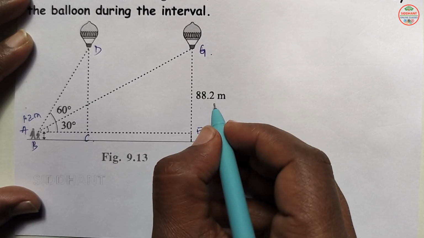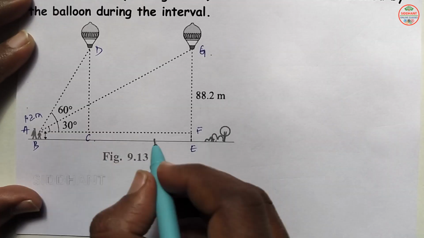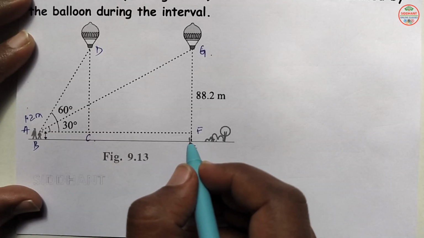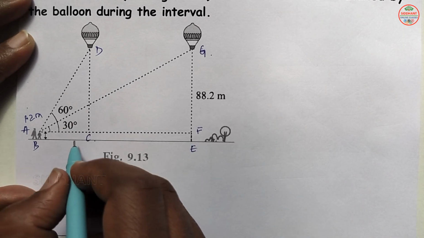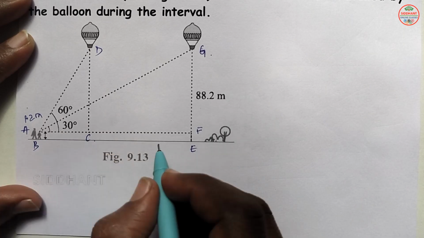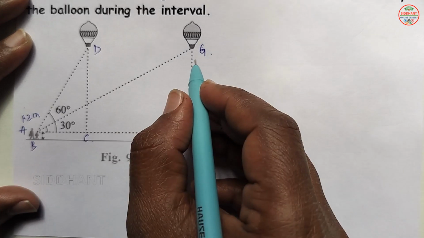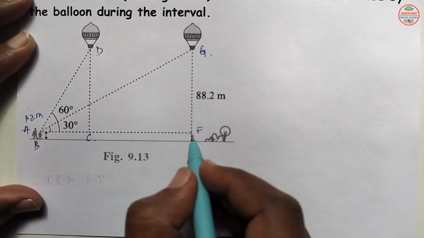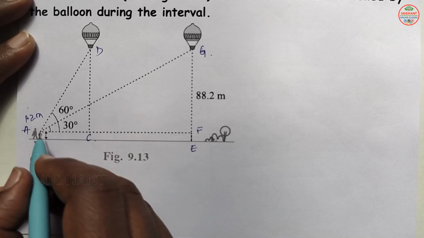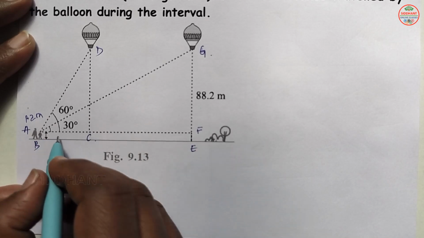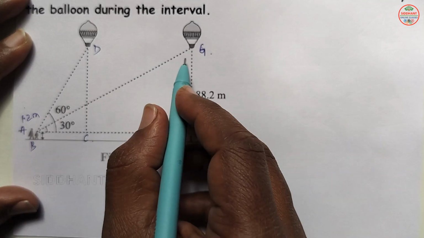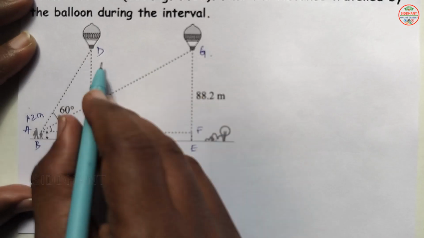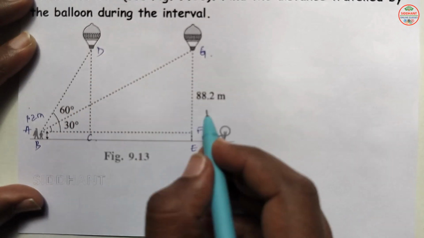Now we are going to find out first the height of GF, that means 82.2 minus the height of the girl. Then in triangle ACD we are going to find out this AC part. Next we are going to take triangle AGF and find out AF. After that, AF minus AC gives CF, that means the distance traveled by the balloon from D to G.